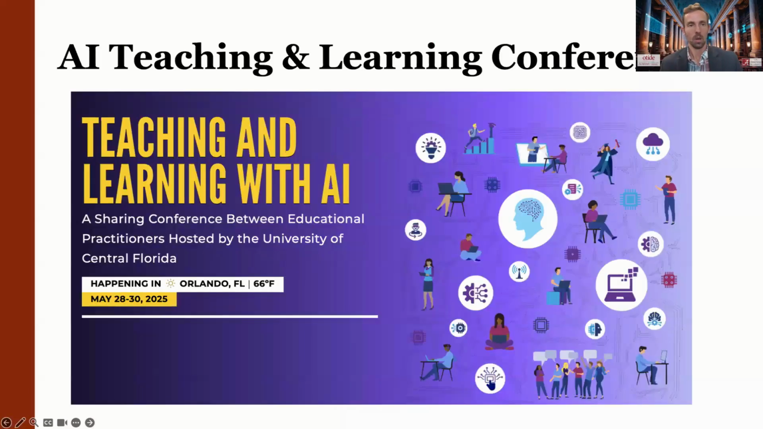So the AI Teaching and Learning Conference at UCF, I would guess that there are probably some people in this room who attended that conference over the last couple of years. Lee went a couple of years ago, I think, to the 2023 conference. I went last year. This was an opportunity for us to really get a feel for what was going on around the country with AI.